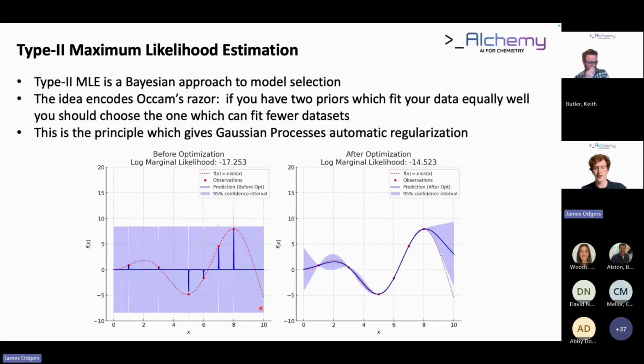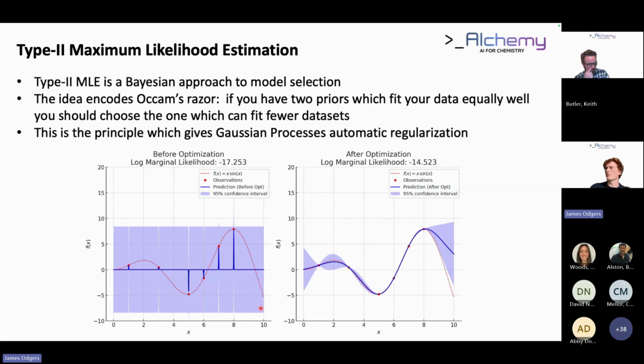So type 2 maximum likelihood estimation is, in very simple terms, a Bayesian approach to model selection. It's often motivated as a mathematical encoding of Occam's razor. Occam's razor is this philosophical principle that if you have two solutions which both explain the world equally well, you should pick the simpler one. And mathematically, the way that we translate that is we say, okay, we're going to be Bayesian, we're going to say we have priors about what the world could look like. And given two sets of priors, if both of the priors fit the data equally well, you want to choose the prior which could fit a smaller number of data sets.